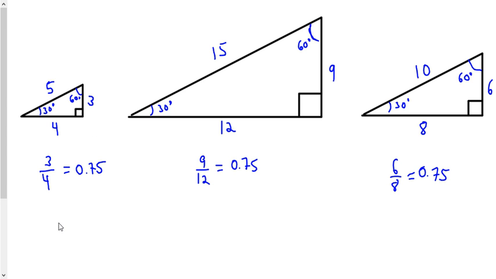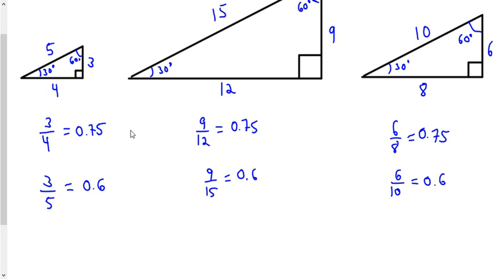Let's now take that side on the right there, and let's divide it by the hypotenuse. So in this case, let's go 3 divided by 5. And that's going to work out to 0.6. And in this one, I've got 9 divided by 15. That's also going to work out to 0.6. And I've got 6 divided by 10. That's also 0.6. So again, no matter which triangle I'm looking at, because they're similar triangles and they have the same angle, we're going to get the same result, no matter how big that triangle is.